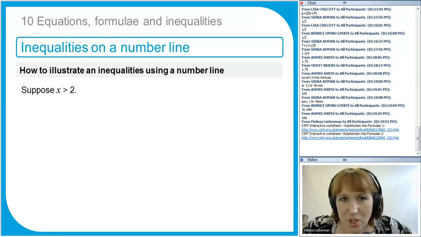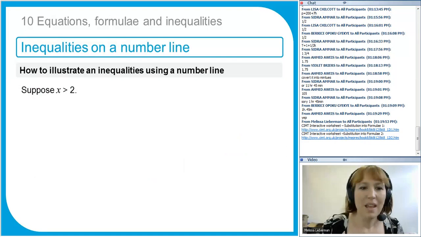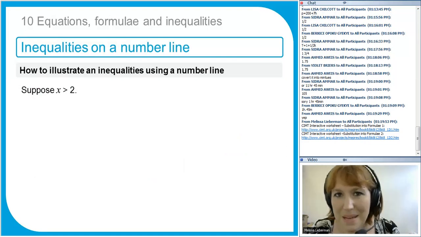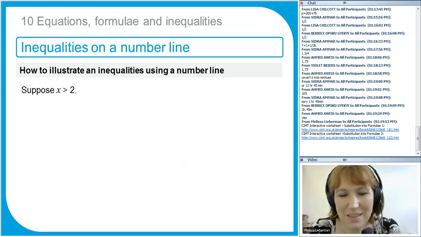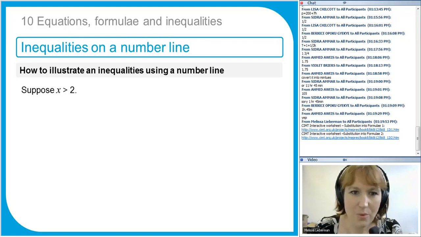How do we show this on the number line? So what does this mean? x is greater than 2. And what that means is x can be any number bigger than 2. So it can be 3, 4, 5, 6, 6.5, 10.53, anything bigger than 2, but it can't be less than 2. So it can't be 1 or 0 or any negative number. How do I show it on a number line?